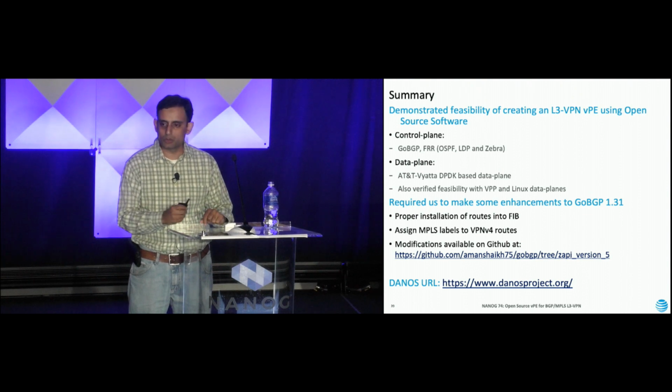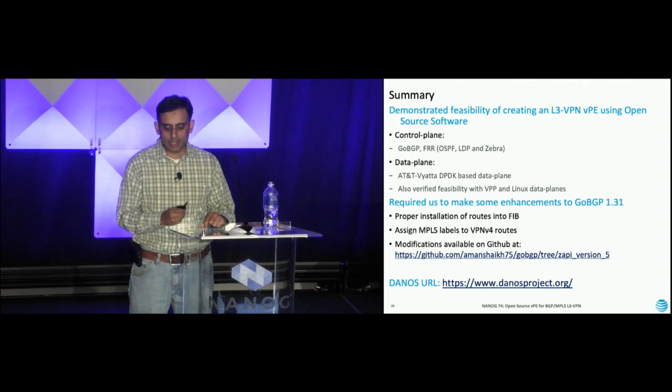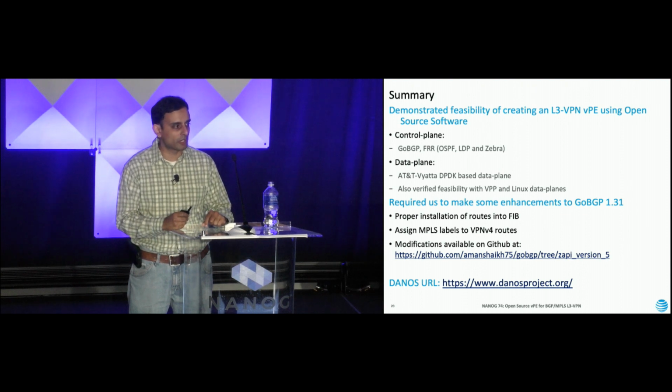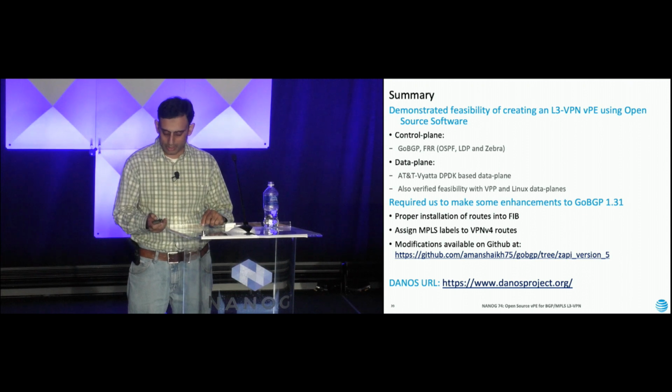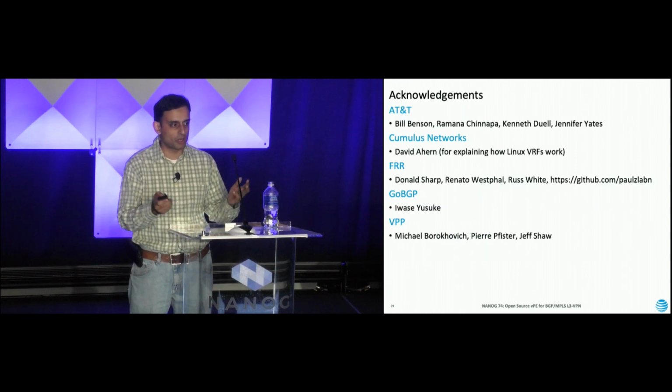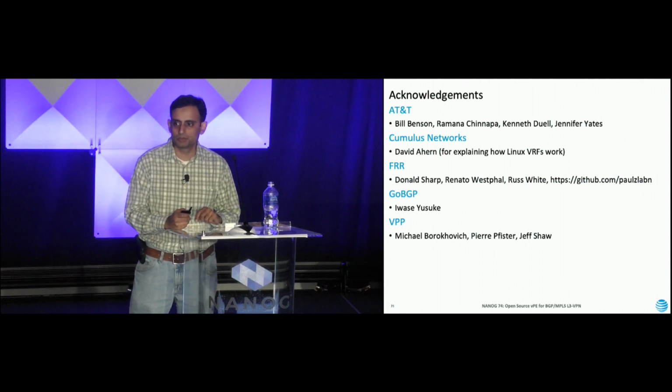If you are interested in more details, or in the modified code, it's available on GitHub. There is a URL there. And there is also a URL for DNOS, or disaggregated network operating system, if you are interested in learning more about it. With that, I finished fairly early, so there is ample time for questions. Thank you.